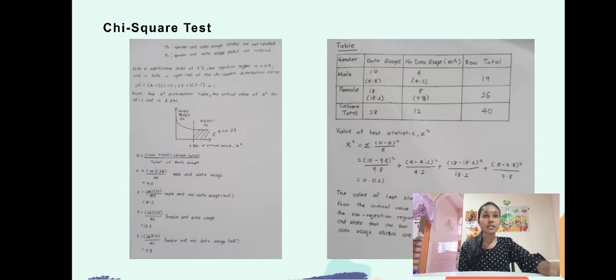So from the chi-square distribution table, the critical value of chi-square for DF 1 is 3.841. So from that, we can find E, which is row total times column total over the total of both samples. The value of the test statistic can be found from the formula. The value of the test statistic is 0.021, which is smaller than the critical value of 3.841, and it falls in the non-rejection region. Hence, we do not reject the H null and state that the two characteristics, gender and data usage, are not related.